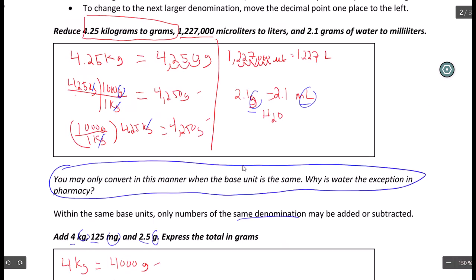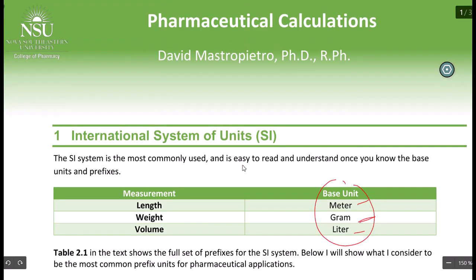As always, pharmacy calculations is the most important class because it's the only one that counts.